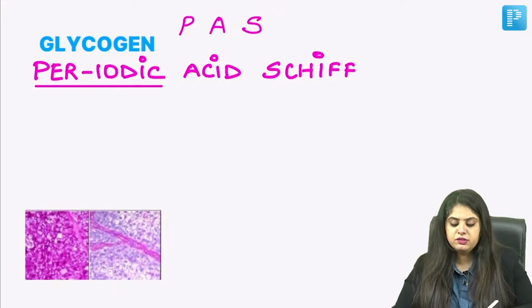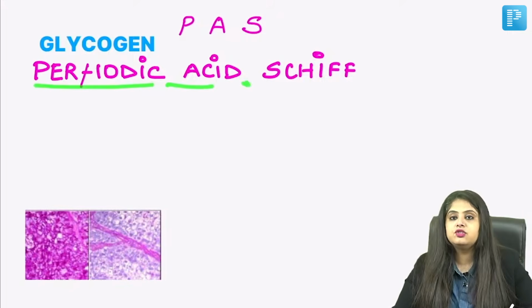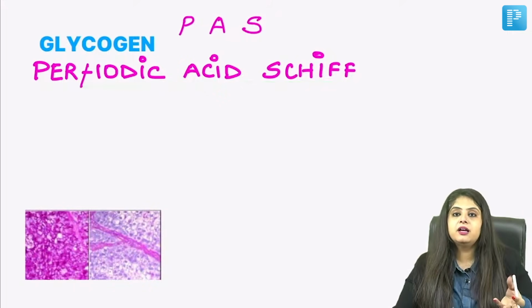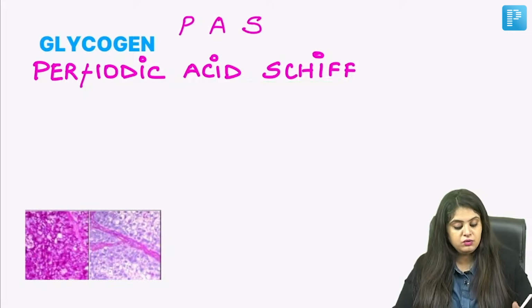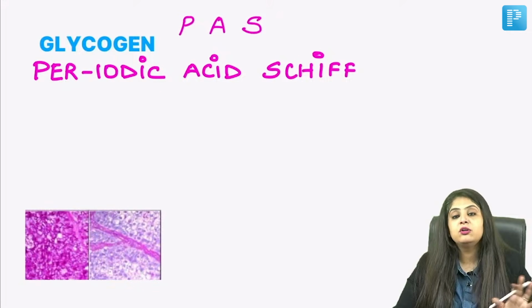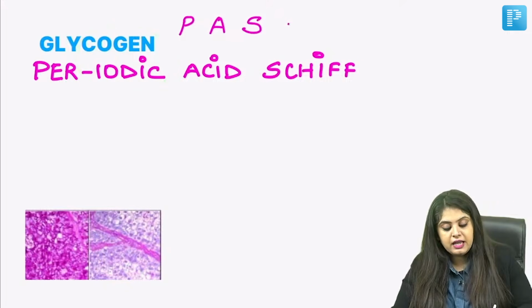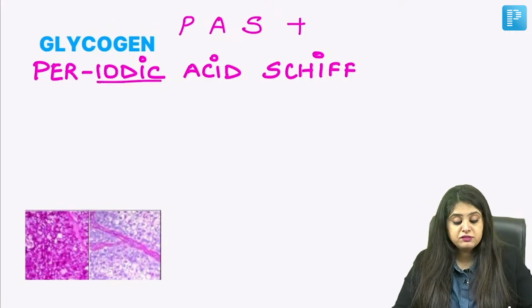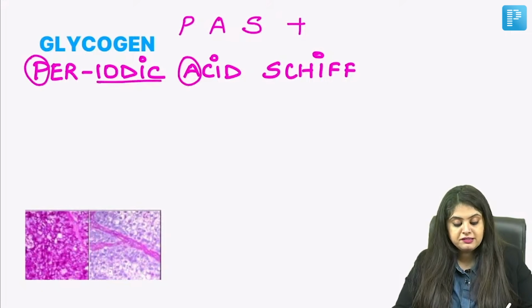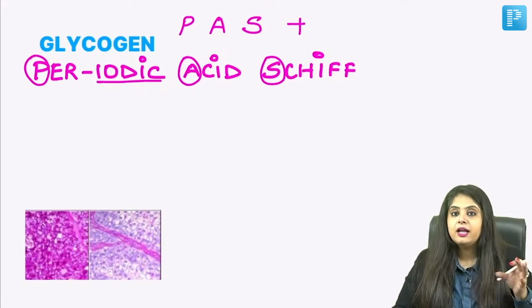Because I have seen so many students, in the book the dash is not made. So many students I have seen reading it as periodic acid shift. And I'm like, no logic applied, just memorized periodic acid shift stain. No, there is a dash which tells me per-iodic. This is a compound, it has a lot of iodine in it. It is not periodic. It is per-iodic acid shift stain. So number one, glycogen is PAS positive. What is the PAS full form? Per-iodic acid shift. Anyone around you calling it periodic, please tell him or her that there is iodine in it. It is per-iodic acid shift stain.